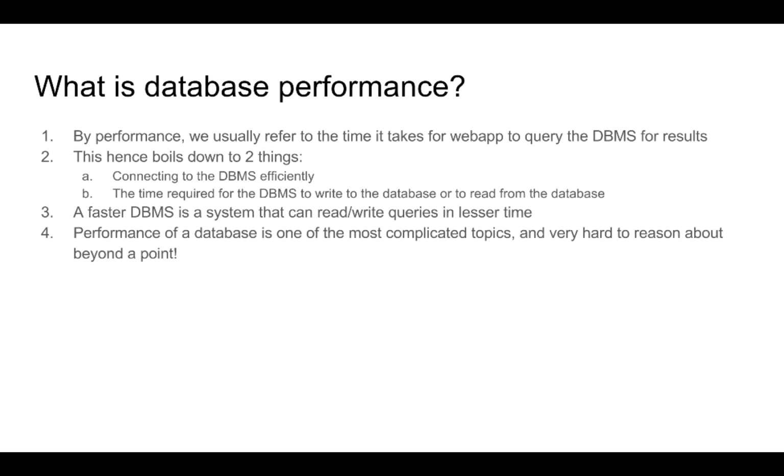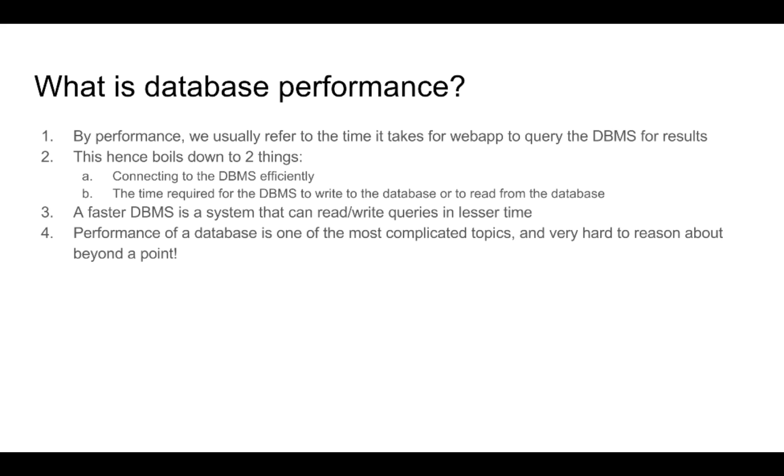When we talk about database performance, we usually are talking about the time it takes for the web app to query the DBMS for results. Performance and optimization could refer to other things. For example, to tune the DBMS to use lesser RAM or use lesser disk is also a kind of performance tuning, but that is not what we will be talking about in this module. We will be only talking about the time it takes to execute and process a query, because that is typically what is most important in the initial stages of building an application and using a database.